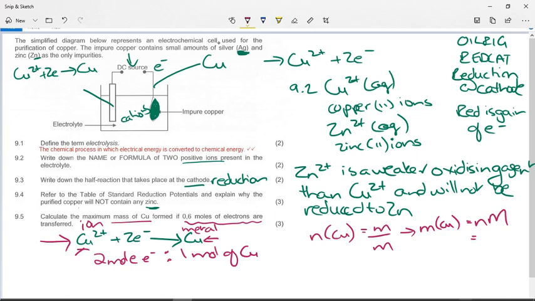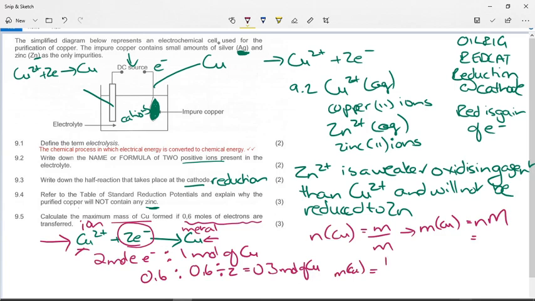So what goes on in any balanced equation? We can use the mole ratio. So 2 moles of electrons are equivalent to 1 mole of copper. So if we had 0,6 moles of electrons, we will only form 0,6 divided by 2, which is 0,3 moles of copper. Okay, so you have to realize we're only going to form half the amount of copper as there are electrons. So if we come back here, we will end up with the mass of copper.